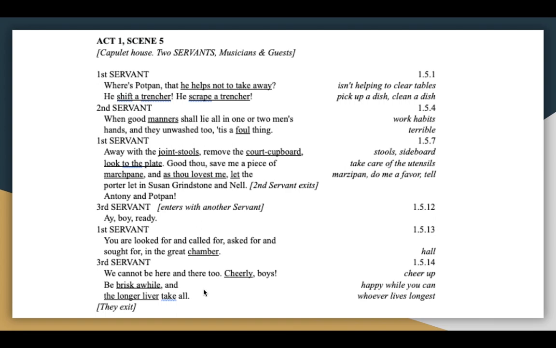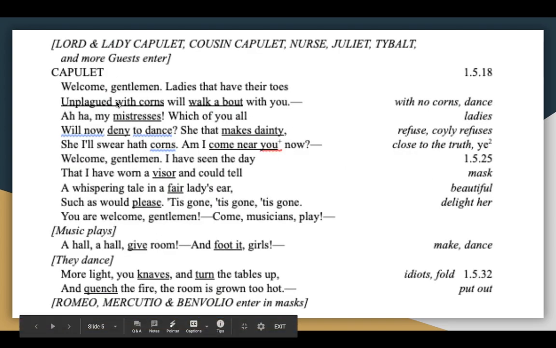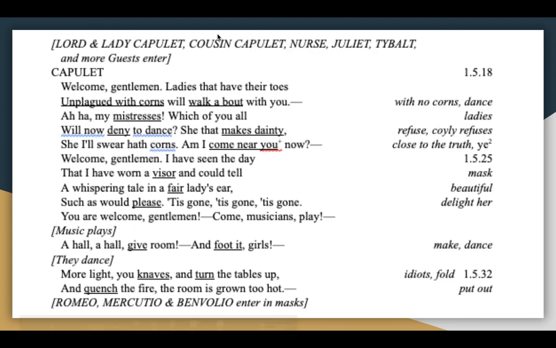Again, this part of the scene's not mega important. We then get Lord and Lady Capulet, Cousin Capulet, Nurse, Juliet, Tybalt enter, and this is the beginning of the party. So Capulet comes in.